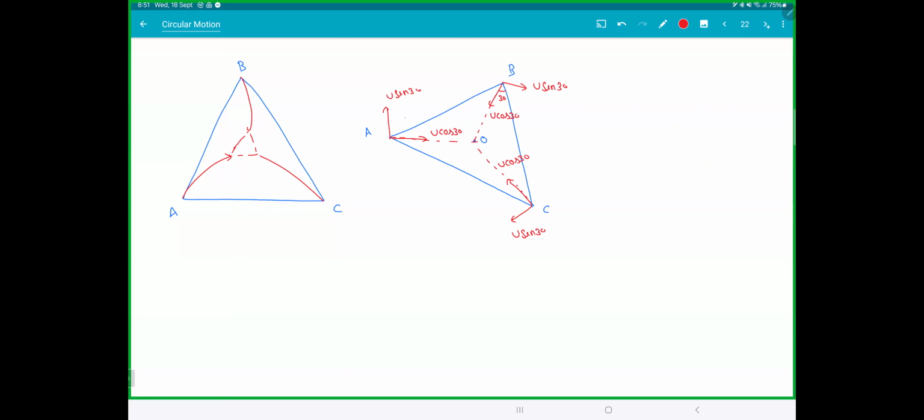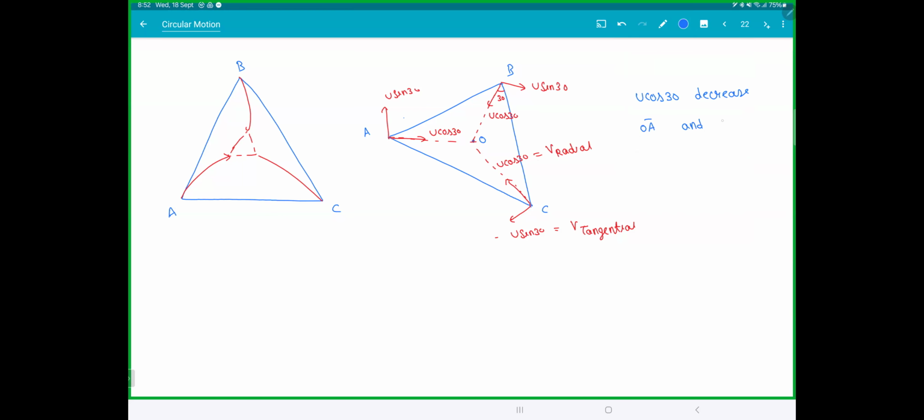Make sense? Now, if you look at this clearly, who is making the triangle rotate? The sine components. So these sine components are the tangential velocities. This is your v tangential. And this u cos 30 is v radial. So u cos 30s are responsible for decreasing the distance, and u sin 30s rotate the vector. So u cos 30 decreases OA bar and u sin 30s rotate OA bar.